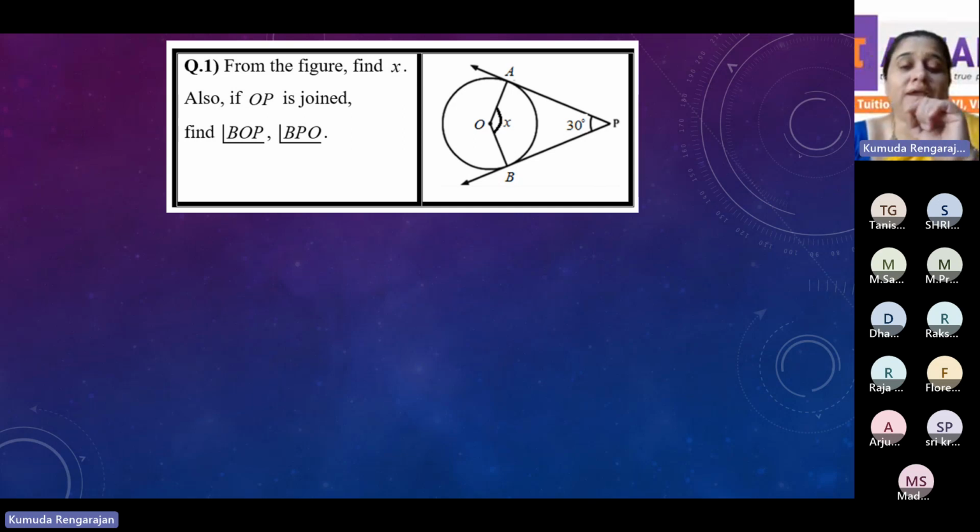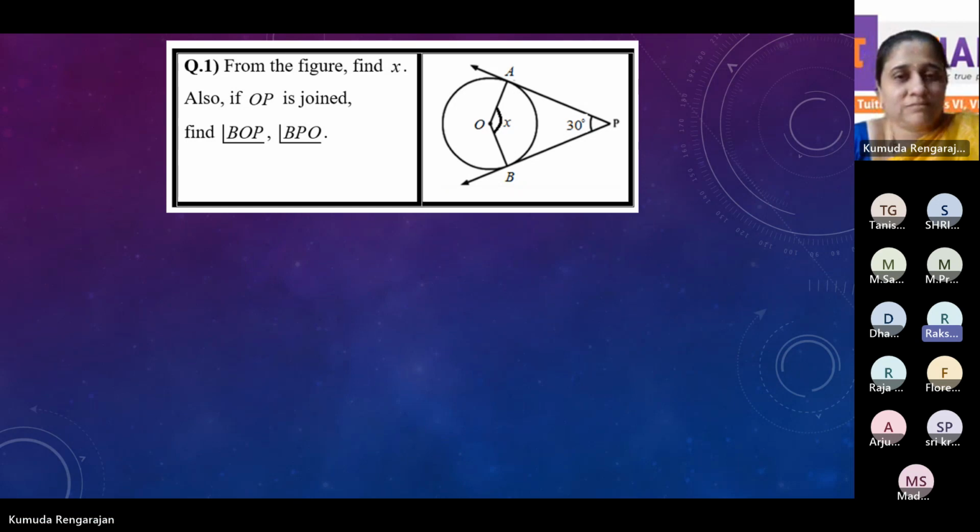If P is a point on the circumference of the circle, maybe we can think of using the theorem which you have in your mind. Now this point P is outside the circle. APB is an angle outside the circle. So that theorem is not relevant to this situation. Yes, Rakshita?